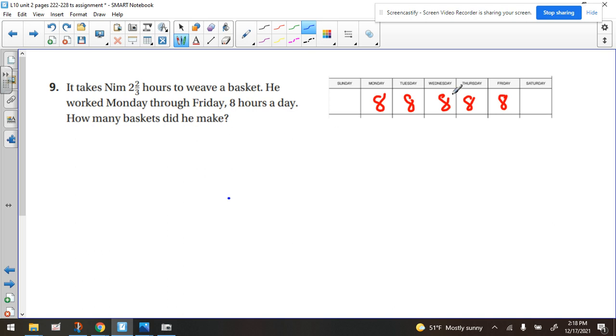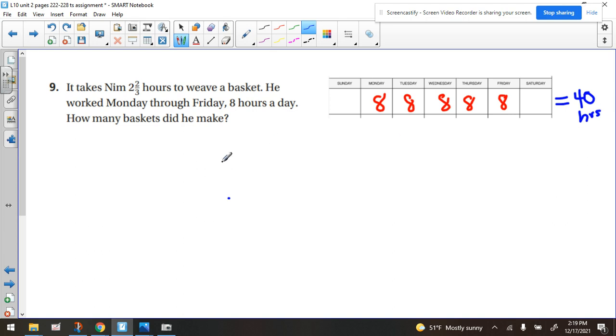How many hours are we talking about here if you work Monday through Friday? You would have to have knowledge that we're talking about 5 days, right? 1, 2, 3, 4, 5. So we can either add up all of these eights or say to ourselves it's 8 times 5, which would be 40 hours of working.